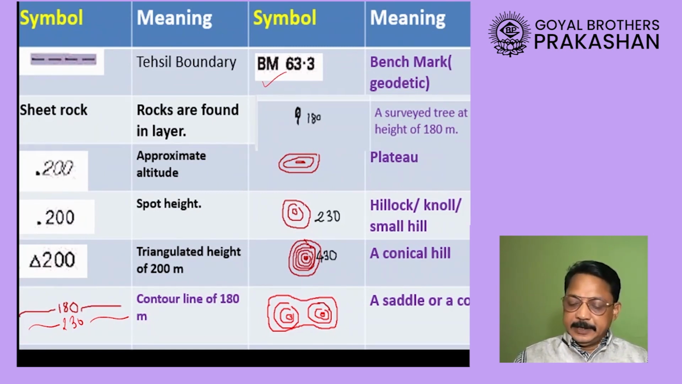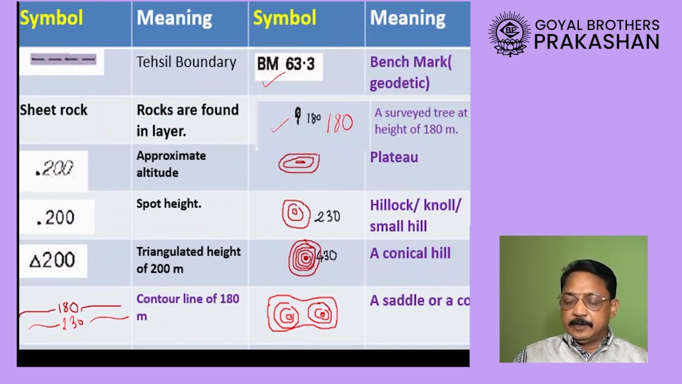Then you see here a black color tree and a number. We call it by the name a surveyed tree, and the number written here, dear student, is 180. So this means it is a surveyed tree at the altitude of 180 meter.